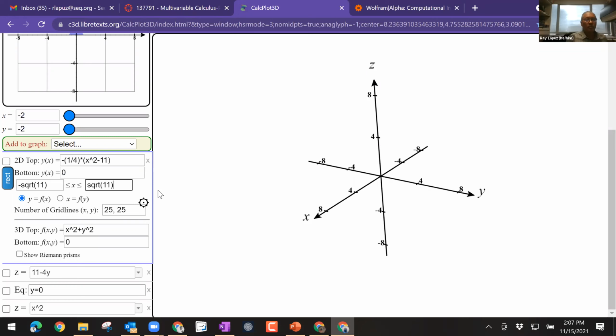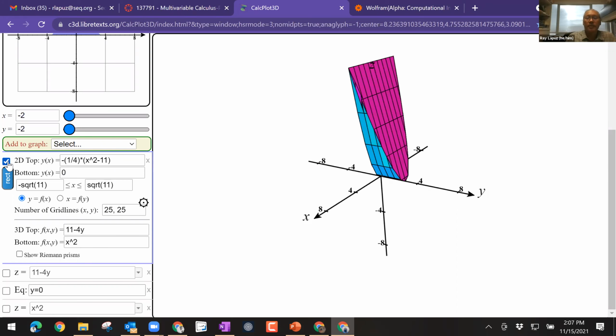And we're going to positive square root of 11. And then here they give us the top and the bottom. Z is equal to functions. So if you remember, the top was 11 minus 4y, that was the plane. And then the bottom was x squared, the parabolic cylinder.